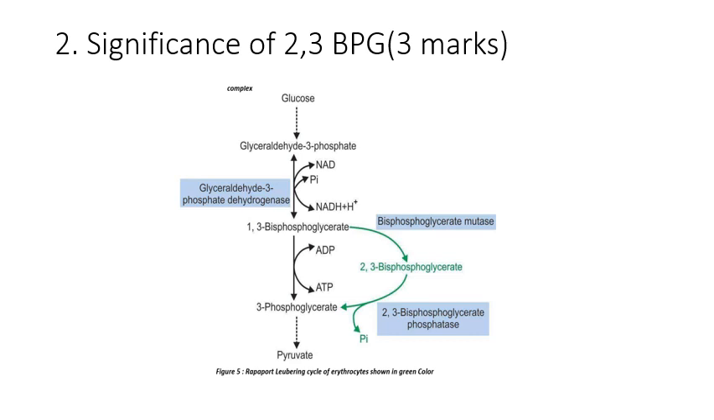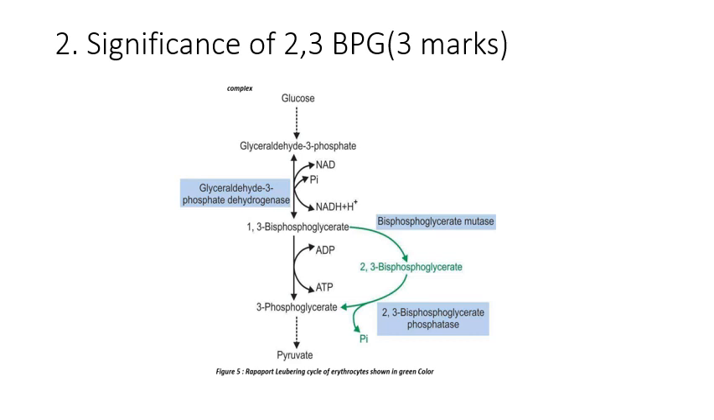Okay, let's go to the second question for discussion. Significance of 2,3-BPG. 2,3-BPG is also known as the Rapoport-Luebering cycle of erythrocytes. It is a shunt pathway. Usually in glycolysis, 1,3-bisphosphoglycerate undergoes substrate level phosphorylation to form 3-phosphoglycerate.